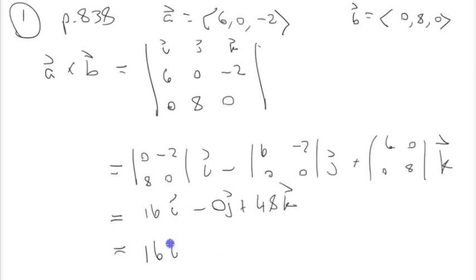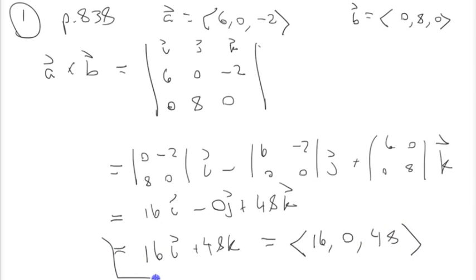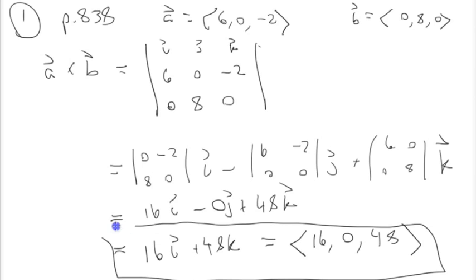So you'll get a 16I plus 48K, and we can write that out in bracket notation as well for you guys, and that'll be a 16, a 0, and a 48, and that is the cross product between A and B. So there you go.